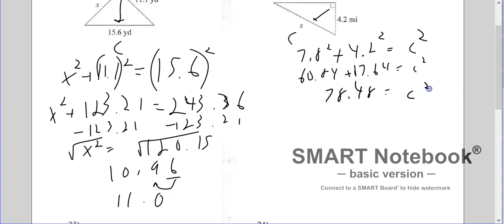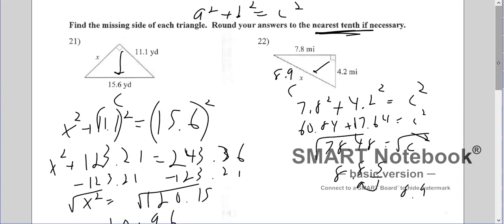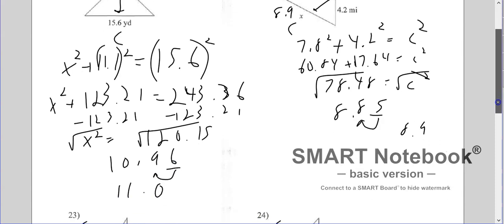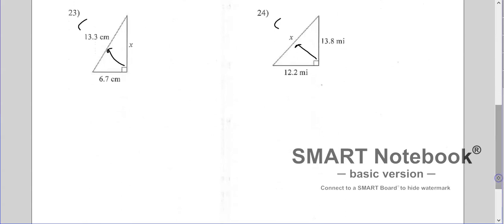78.48. Now that's C squared, but we want C. So we're going to square root both sides. The square root of 78.48 is 8.85. This 5 is going to round that up to 9. So this is 8.9. I forgot to put 11.0 here. All right, and keep going.